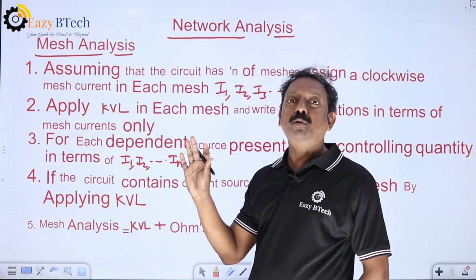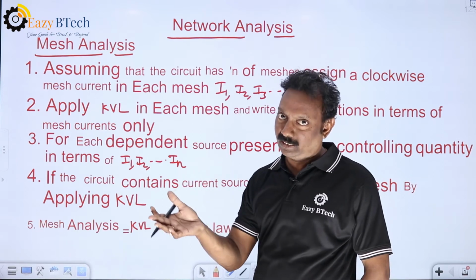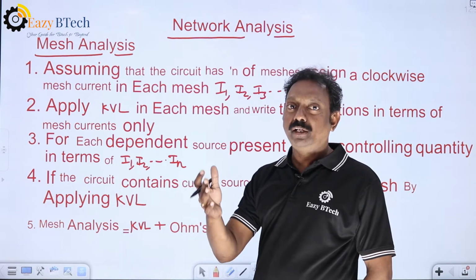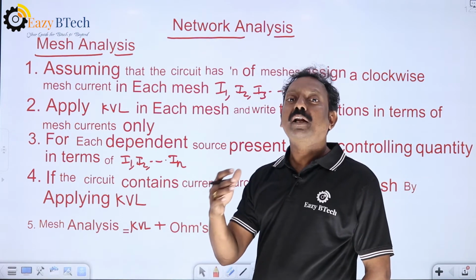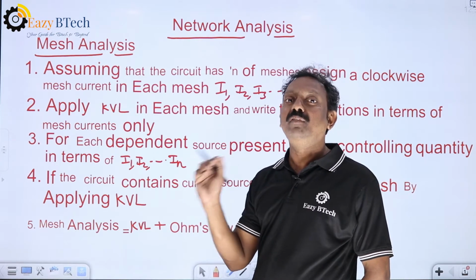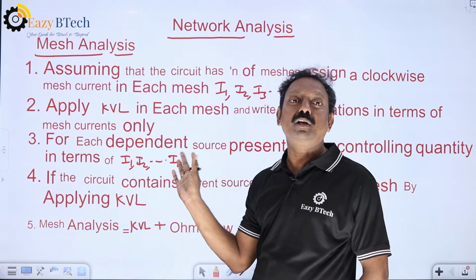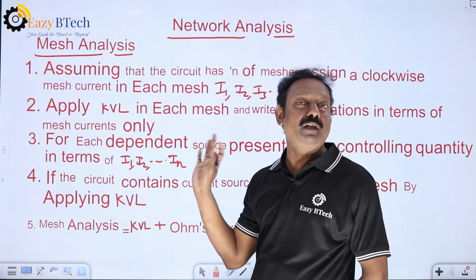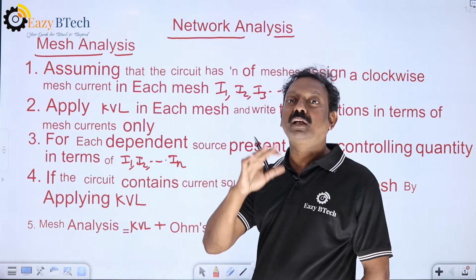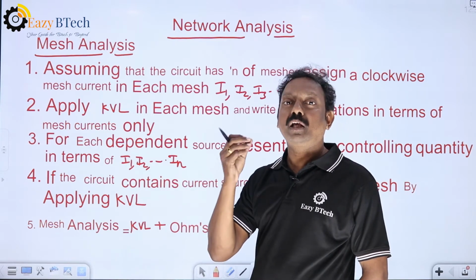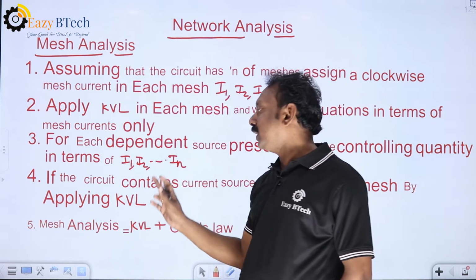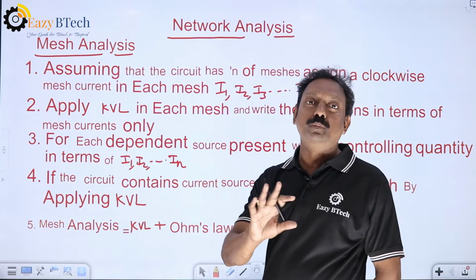And suppose any dependent sources are present, that controlling quantity or controlling variable, try to convert in terms of the loop currents only. So here the only variables are loop currents, I1, I2, I3. If any dependent source is present, the controlling variable, either a voltage variable or a current variable, is converted in terms of loop currents.